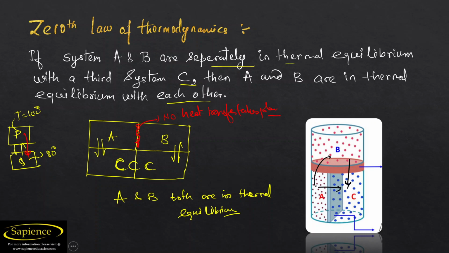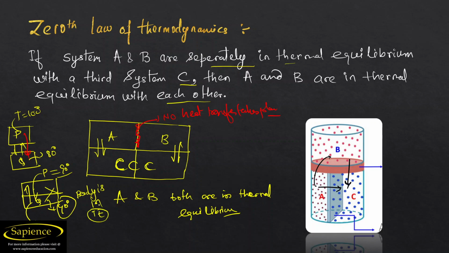After a certain period of time, what will happen? P may attain a temperature of 90 degrees Celsius and Q may also attain a temperature of 90 degrees Celsius. So when both have the same temperature, no exchange of heat will happen. So it means that the body is in thermal equilibrium. So this is all about thermal equilibrium.